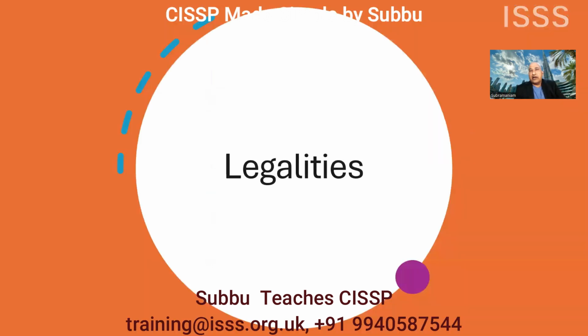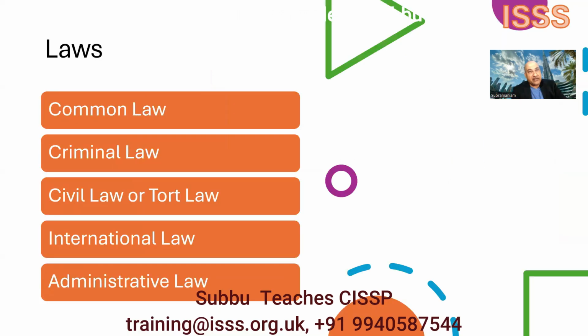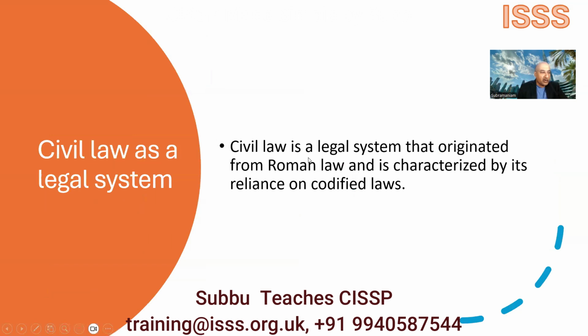Now, let's get on to the legalities with respect to the CISSP. There are 5 different laws that we are going to discuss for the CISSP. Common law: the name comes from the Commonwealth nations, the countries that were under the British colony, which all follow common law. Criminal law, civil law, tort law which comes under civil law, international law, and administrative law are the ones we are going to look at.